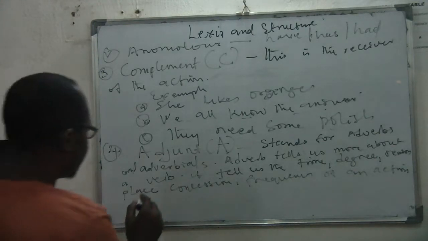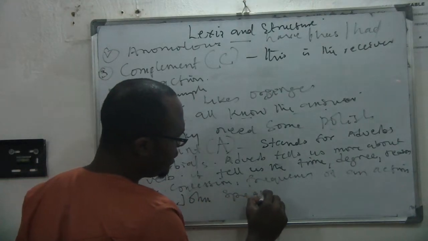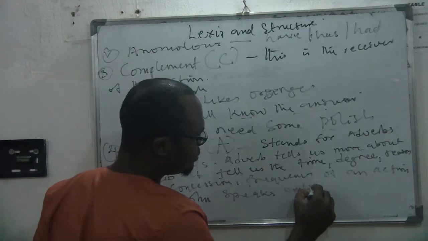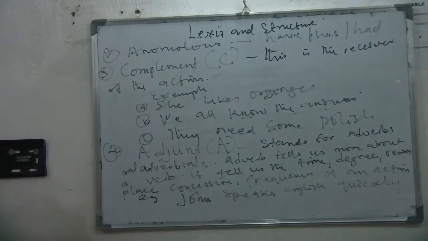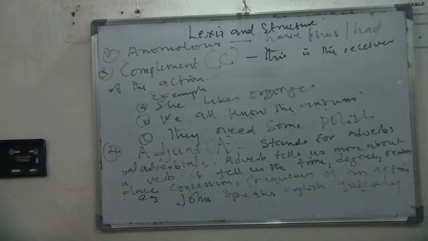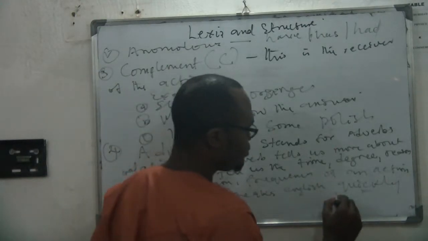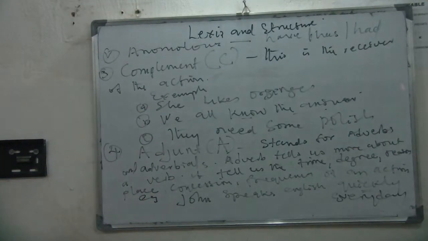An example. When you say John speaks English quickly, what is the adjunct in that sentence? Quickly. That's the adjunct. Is that clear? Yes, sir. What if you say John speaks English every day? What's the adjunct? Every day. It tells you how often, the frequency, isn't it? Yes. What if you say John speaks English at 8 o'clock?